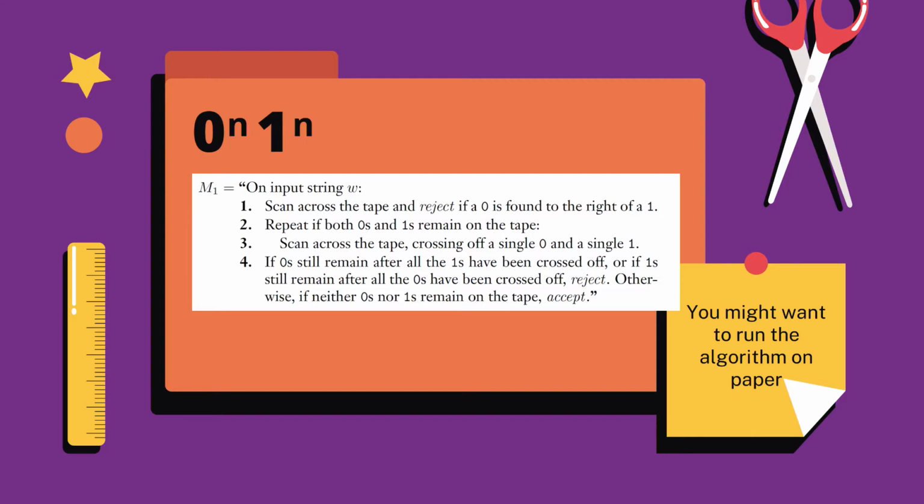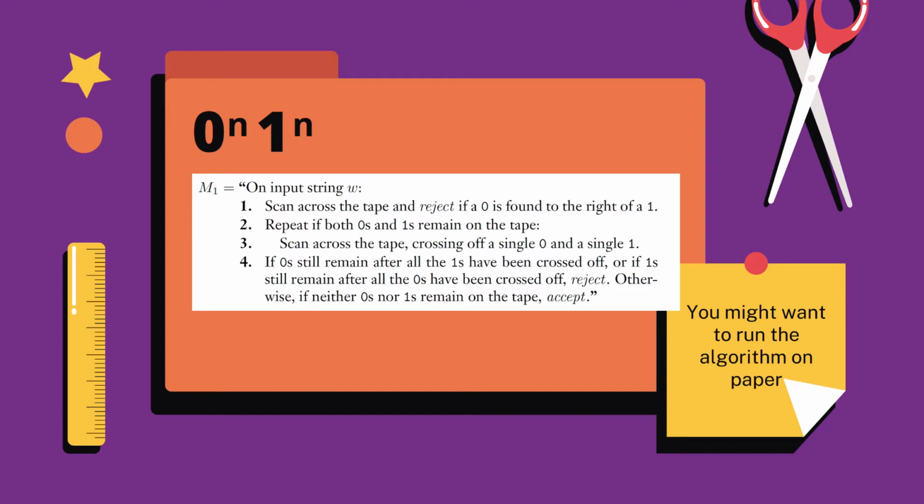Here's a high-level description of the Turing machine algorithm. On input string w, the Turing machine M1 will firstly scan across the tape and reject if a 0 is found to the right of a 1, which just means that all zeros should occur before all the ones. We can think of this as a pre-processing step before moving on to the main part of the algorithm, which starts at step 2.